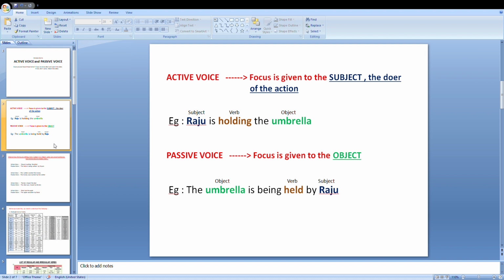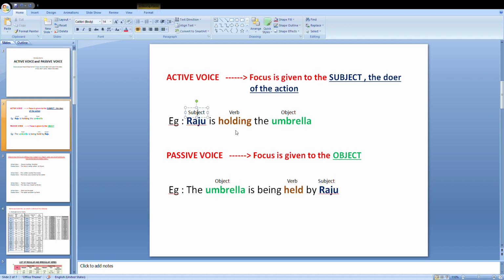In English, there are two ways in which we can say something. One is in the active voice and the other one is in the passive voice. In the active voice, the focus is given to the subject, which is the doer of the action. For example, let's take this sentence, Raju is holding the umbrella. In this particular sentence, who is doing the action? The action is being done by Raju. So Raju becomes our subject.